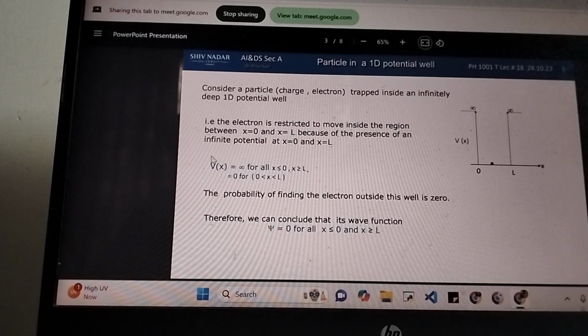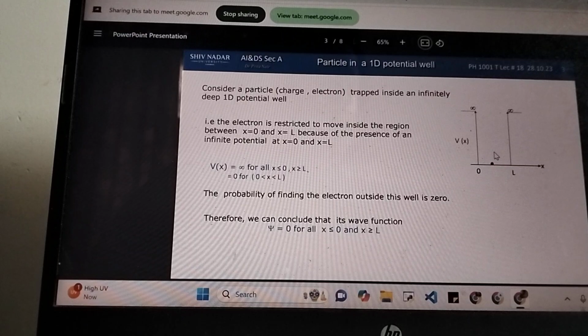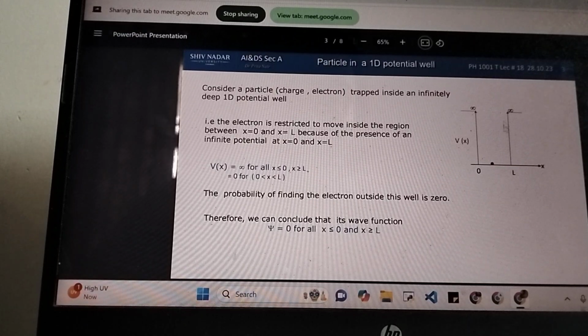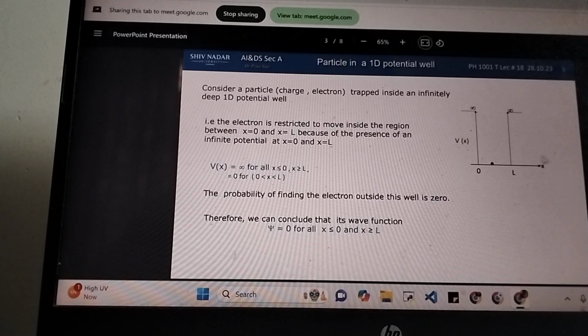Why so? Because the potential is infinite for all x less than or equal to 0 and for all x greater than or equal to L, and a particle cannot exist at infinite potential. It needs to exist at a finite potential only. So we have this big well or pit. Its depth is infinite. It has a width of L units. To the left of 0 or to the right of L, the potential is infinite, so my particle will not exist there. Between 0 and L, my potential is 0.